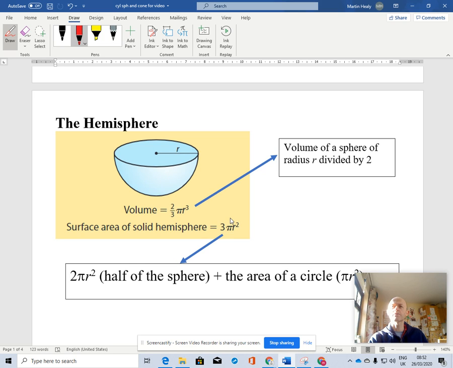For the surface area, again, if you half a sphere, you'll get this curved part here, all around here. That's all the curvy part. But then, of course, you're left with a circle on top after cutting the sphere in half. So that's pi r squared. That's where this 3 pi r squared comes from.